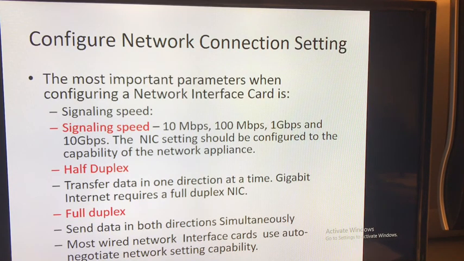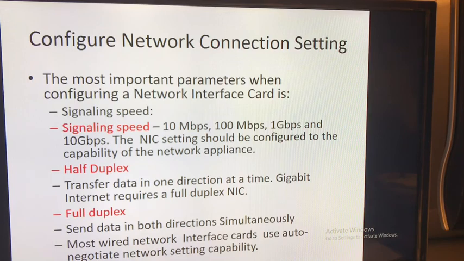Which means if you have a gigabit network, you need to have a switch that supports 1 to 10 gigabits per second. If you have a gigabit switch, you must have a gigabit network interface card. But there are times that the same network interface card that is 100 megabits, you can go to the settings and change it to gigabit.